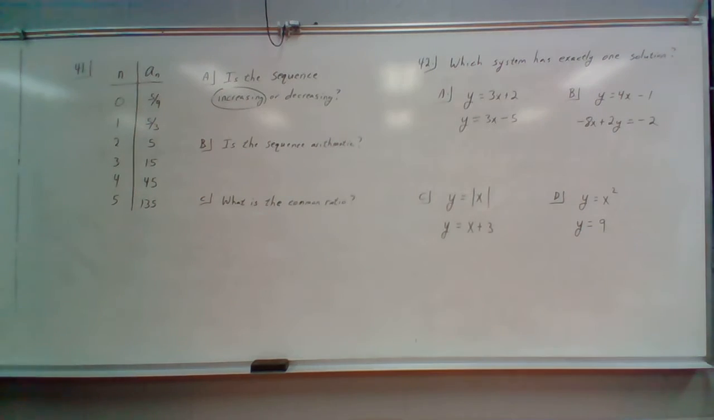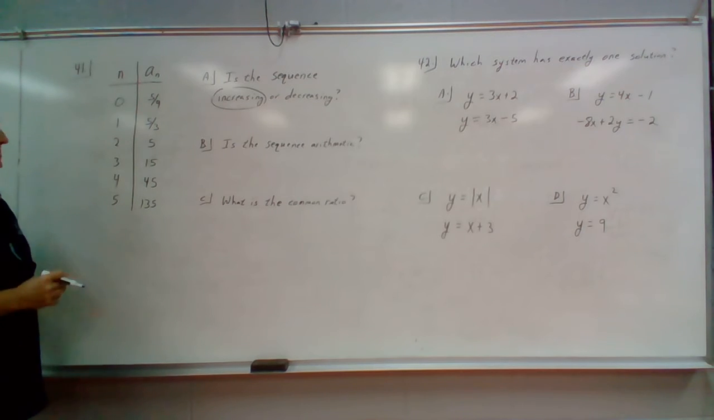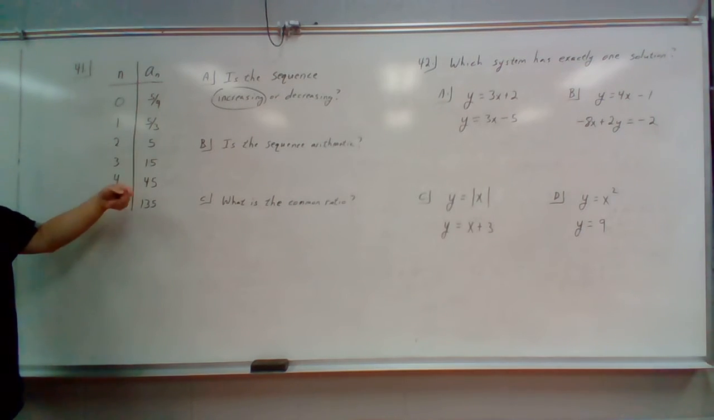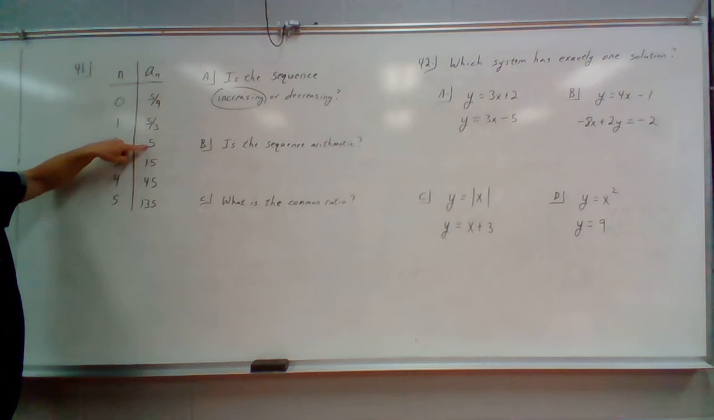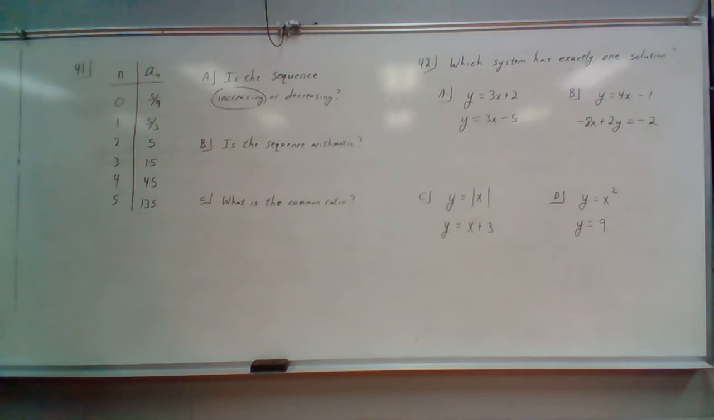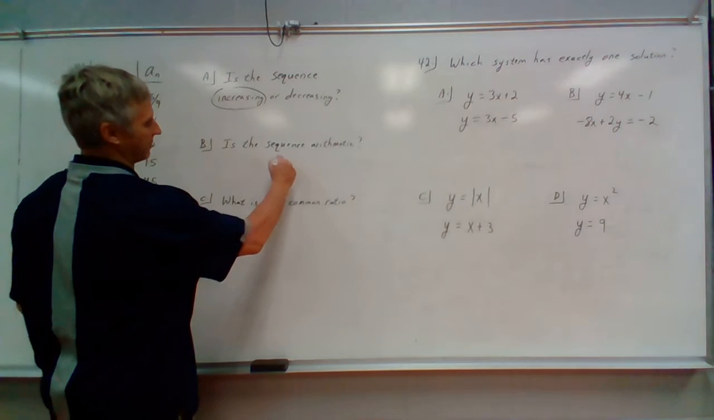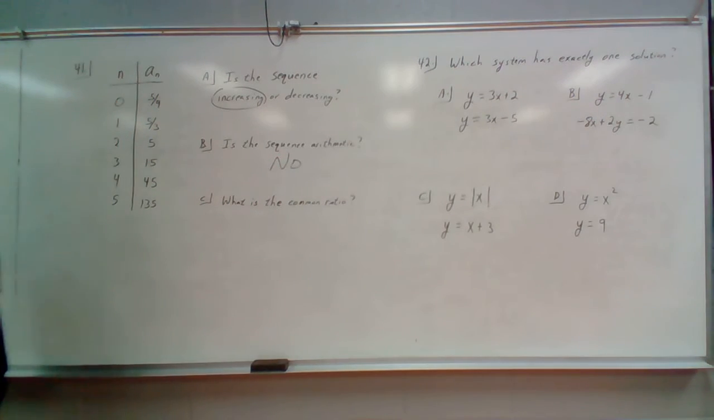Is the sequence arithmetic? Remember that arithmetic means linear. Is there a common difference? Is it going up by the same number each time? So we look here and it's going up by 10, and then it goes up by 30, and then it goes up by 90. So it's not going up by the same amount each time, so it's not arithmetic. So that's a no.